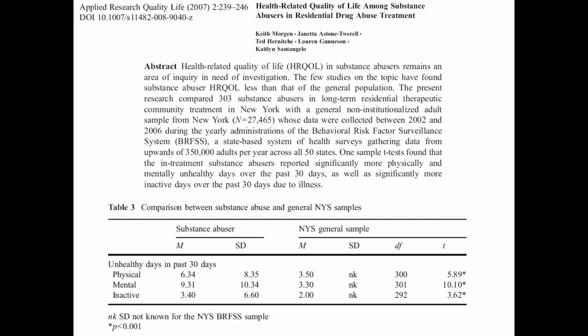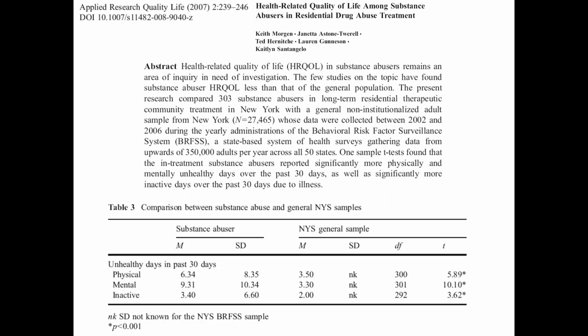So we can see the mean and standard deviation for unhealthy days, physical, mental, and inactive right here. Right here are their standard deviations, and this is the general sample, so everybody else you're comparing them to. We have the degrees of freedom, so this is n-1, and then the t value. This is t obtained, or t observed.